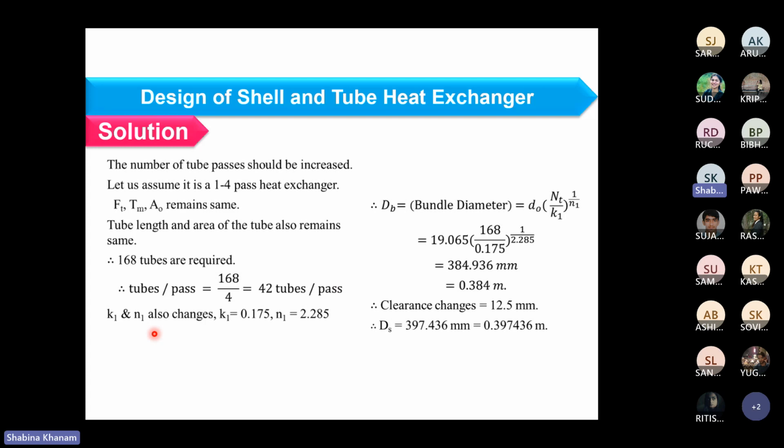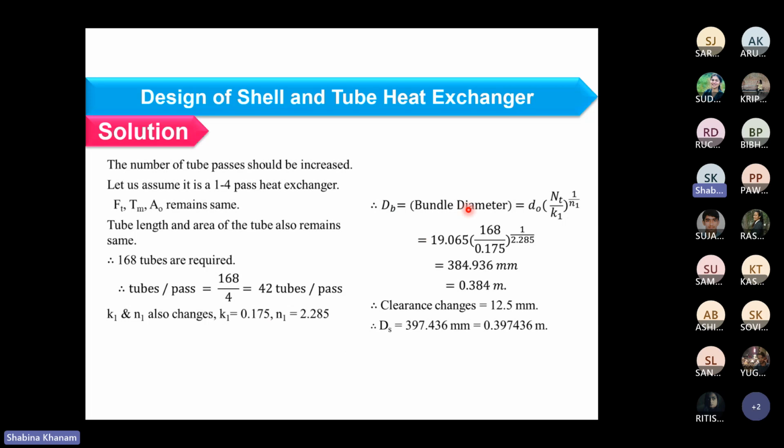K1 and N1 values: if you see the bundle diameter, it depends on K1 and N1, which depend on the tube passes. So instead of 2 passes, we will consider 4 passes, and corresponding to that you can see the K1 and N1 values from the table which we discussed a few slides back. I don't need to show that table again and again. I hope you already have the idea of which table I am talking about.